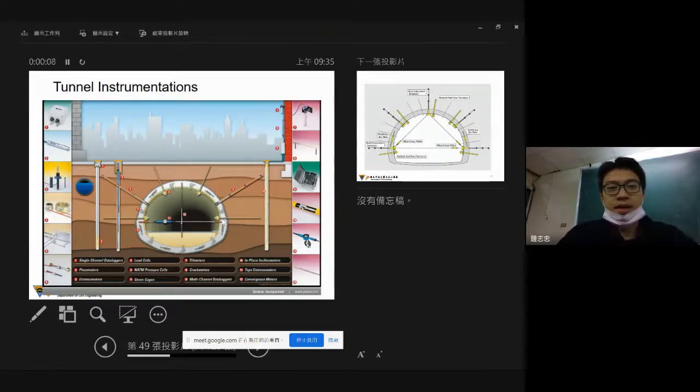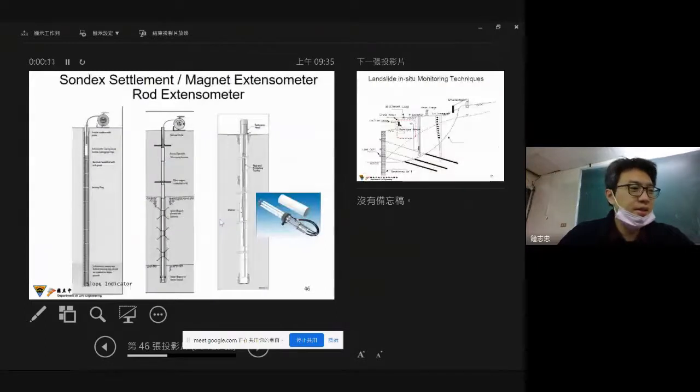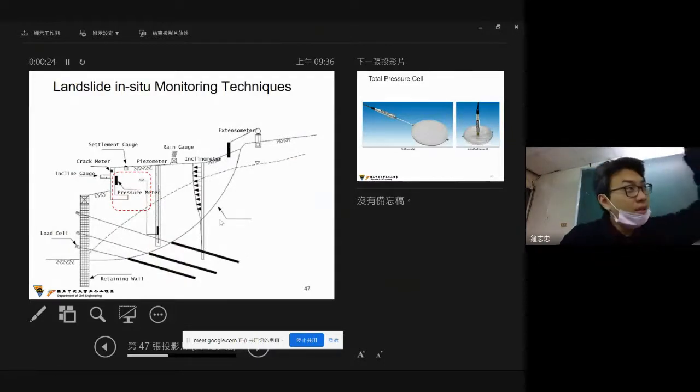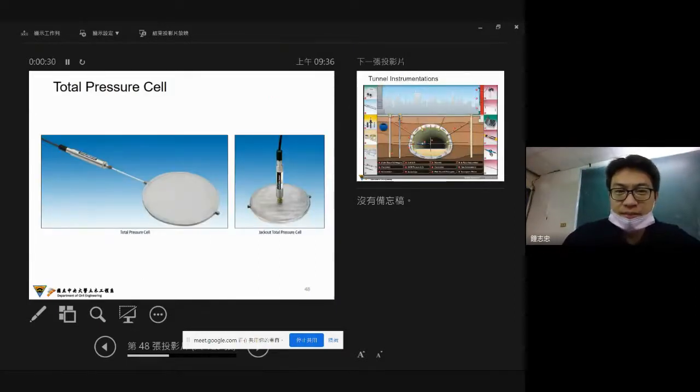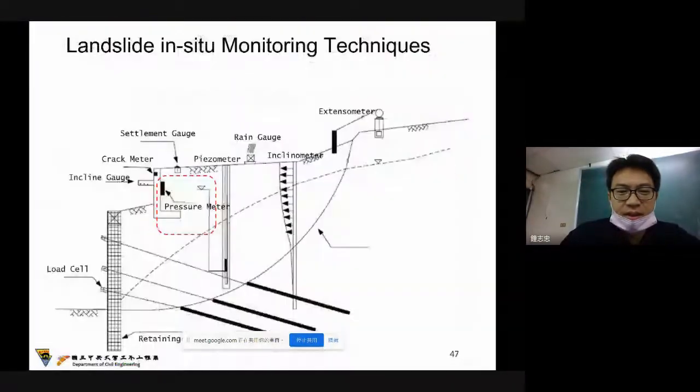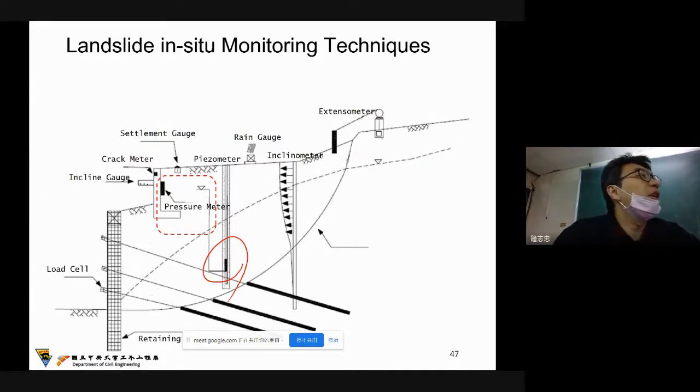Okay, in the last class we talked about some of the applications used for landslide monitoring, right? We already talked about the underground measurement, especially the piezometer. This is the piezometer, and of course, we already talked about the inclinometer.